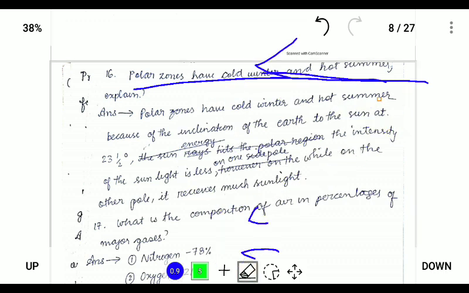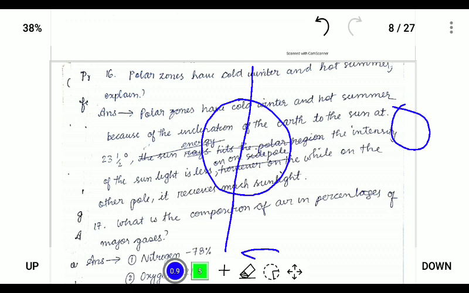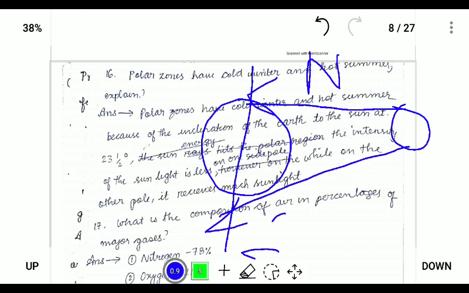So if this is the sun and this is the angle, so this is the sun and this is the earth, so the sun is hitting the rays of the earth on the north pole more as compared to the south pole. So because of this, the north pole receives sunlight for 6 months, and after the next revolution, for the next 6 months, the south pole receives more sunlight as compared to the north pole.